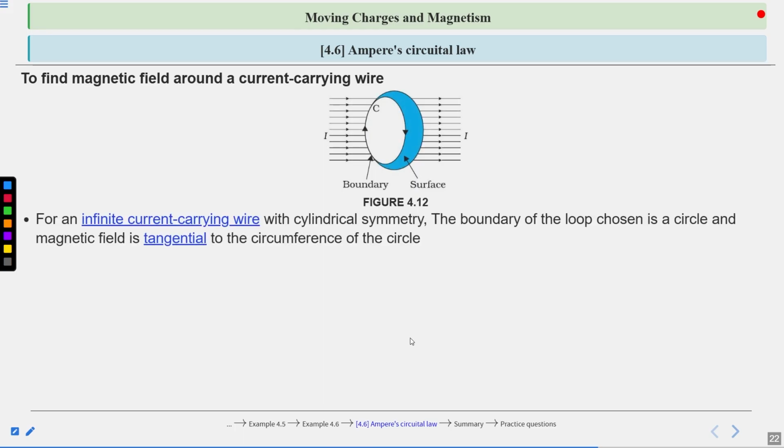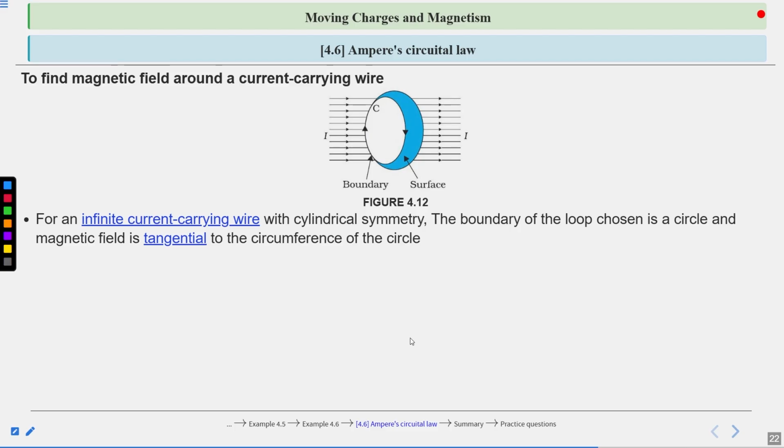Okay, now we have derived BL equal to mu naught IE. That length is dependent upon the type of conductor and loop taken. So for an infinite current carrying wire with cylindrical symmetry. Okay, what is cylindrical symmetry?